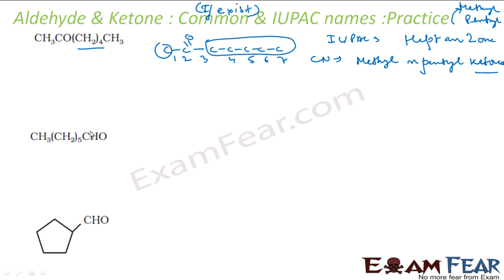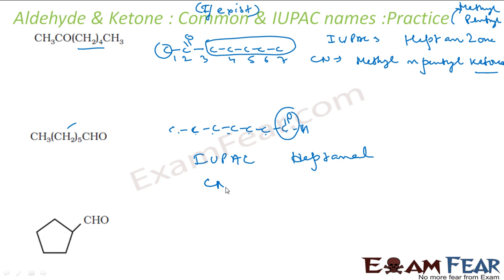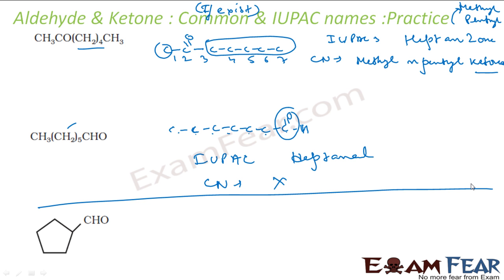Let's try this. I have C and then I have 5 carbons, 1, 2, 3, 4, 5, and then I have CHO. This is an aldehyde, correct? Because this is my carbonyl carbon and here I have hydrogen. So the IUPAC name is pretty simple. Straight chain 1, 2, 3, 4, 5, 6, 7. 7 is heptanal. And for the common name, there is no common name for this. As I told, a common name doesn't exist for all compounds.